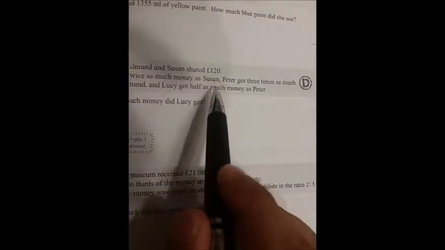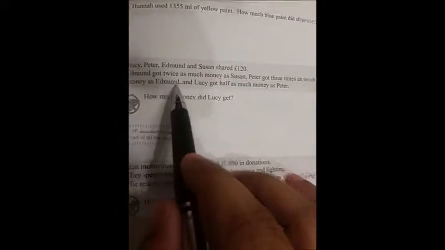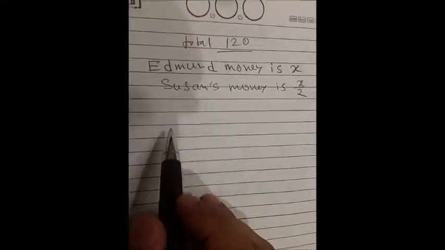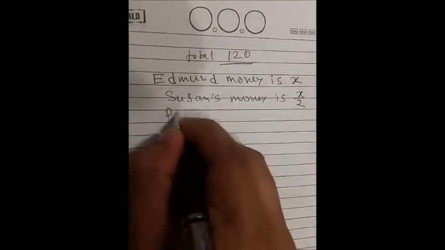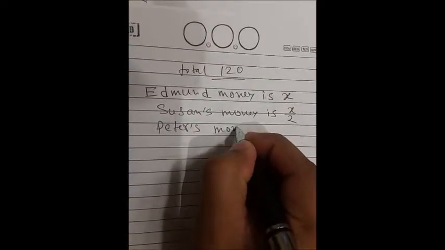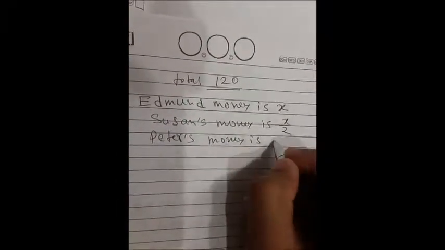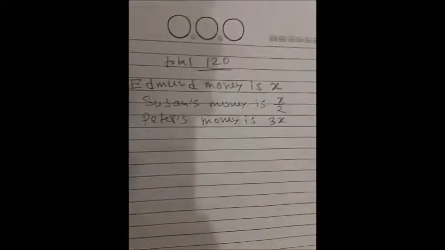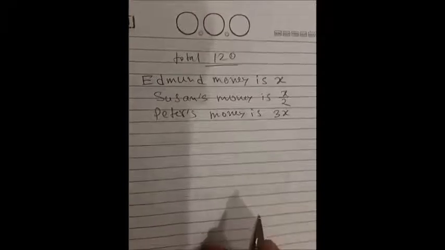And the second condition is Peter got 3 times as much money as Edmund. Now Edmund is x, so Peter's money is 3 times, that means 3x. So Peter's money is 3x, because according to the question, Peter's money is 3 times.